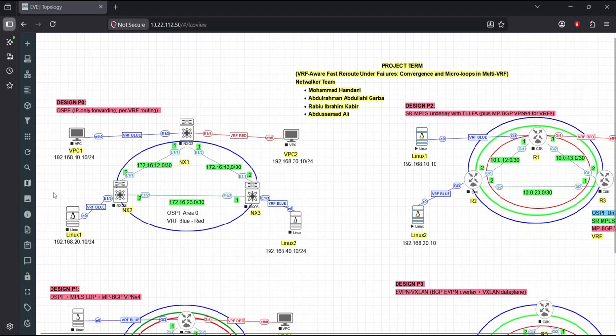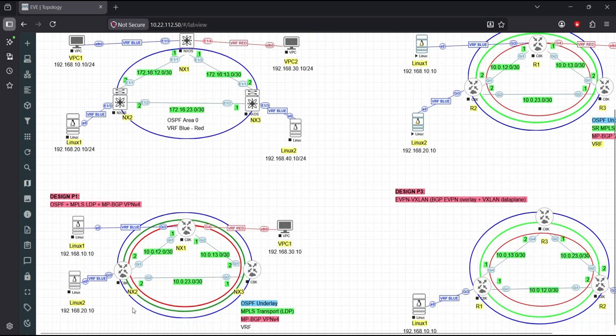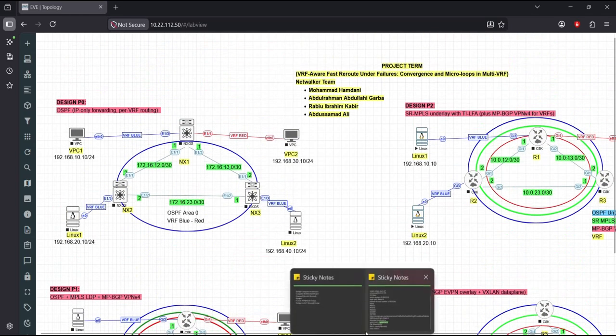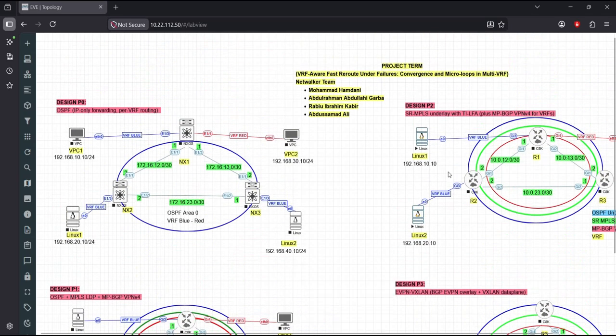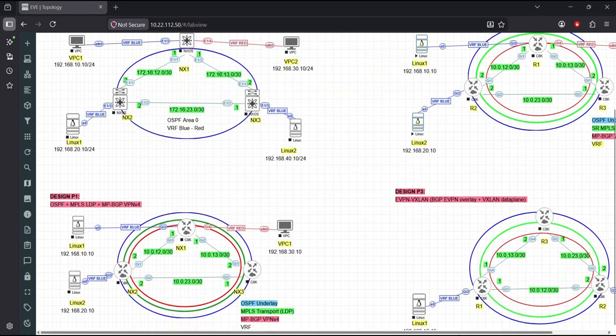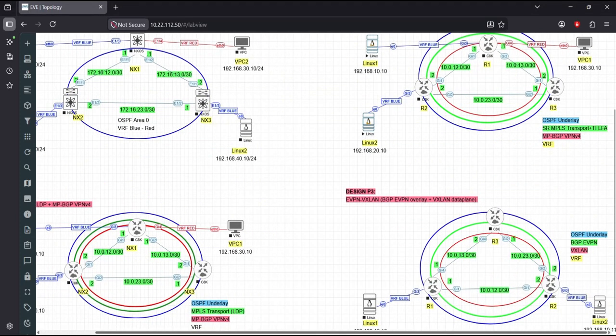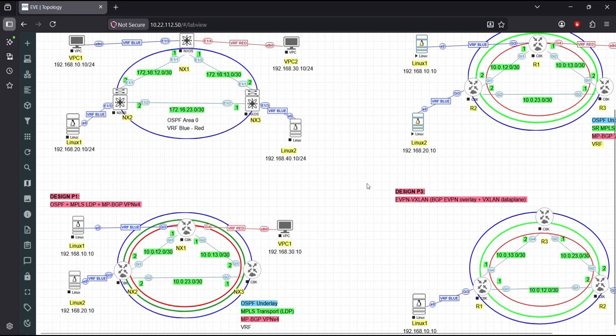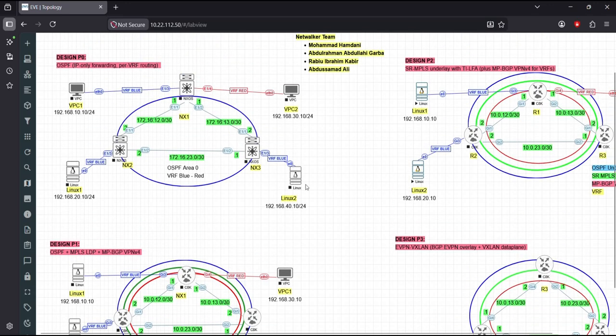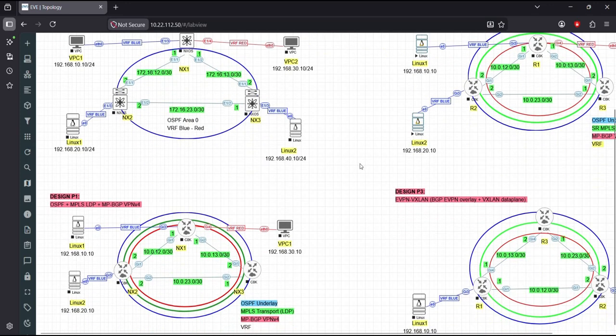And here is our deployment for design P0 in the IFNG emulator, and design P1, design P2, and also design P3. So this is our deployment on the IFNG emulator or simulator, and we measure between the Linux hosts by using iPerf and also MTR.